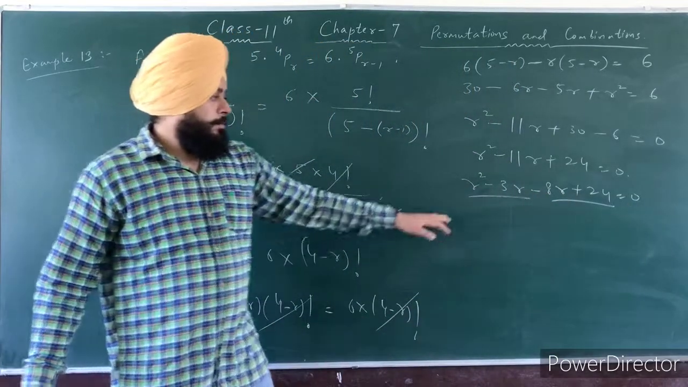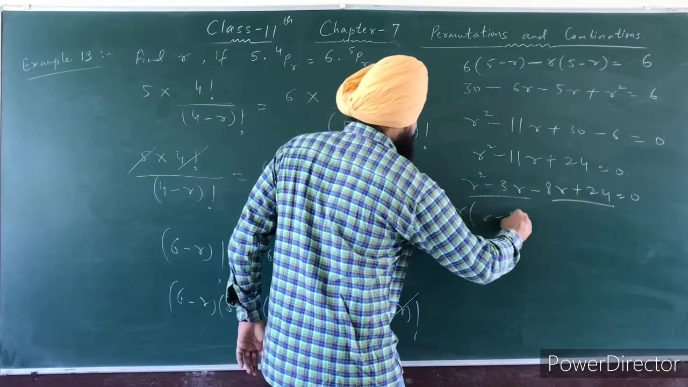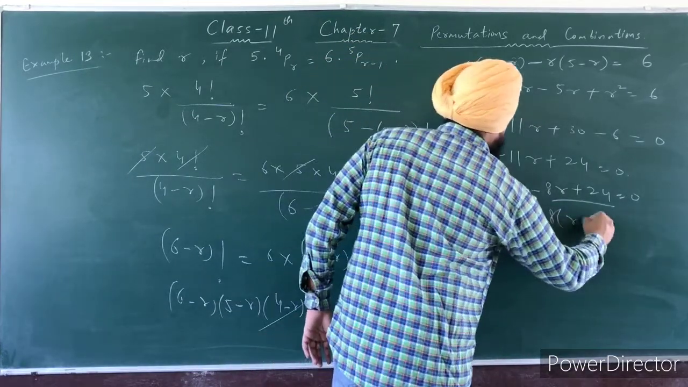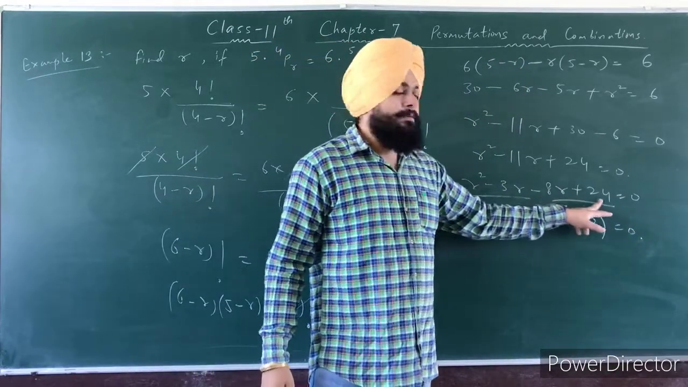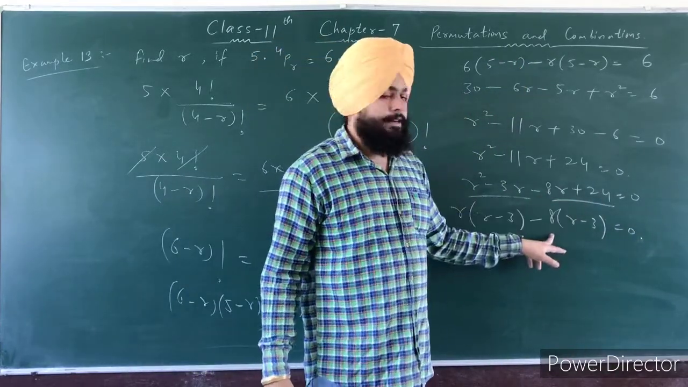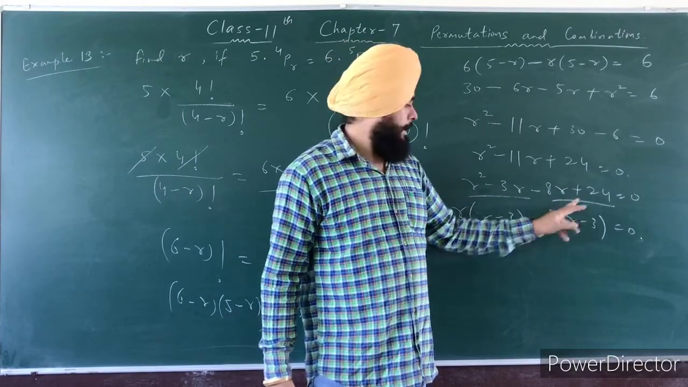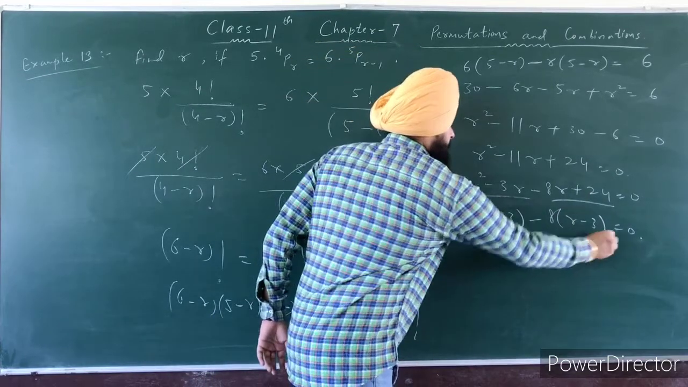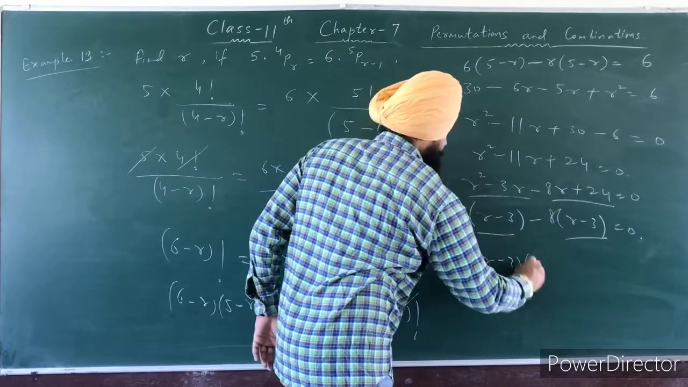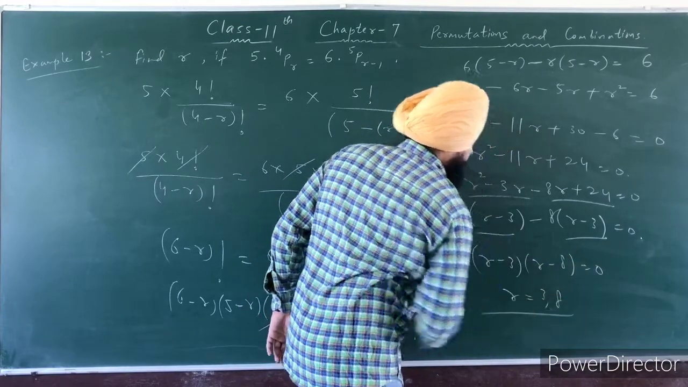So taking common from the first two terms and the last two terms, it is r common, r minus 3, and from minus 8r and plus 24 you can take minus 8 common. So it is r, the sign changes because we take the negative sign common, so it is minus 3. Now (r minus 3), again you can take it common. So the value of r is 3 and 8.